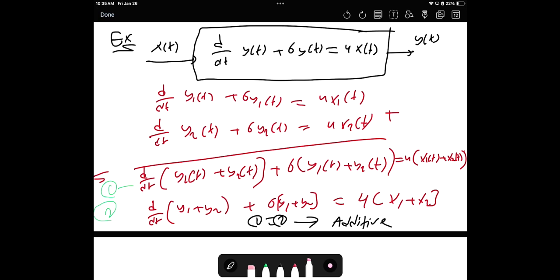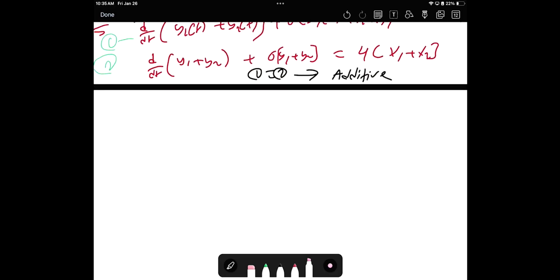Now, in order to get a linear function, the system must be both additive and scalable. So how can we make this test, to make sure whether this system is linear or not? Instead of doing these two tests, I have a better approach to check linear or non-linear systems. We will check them together.